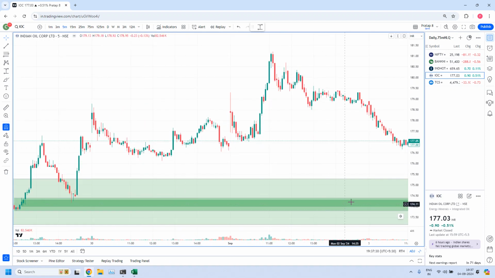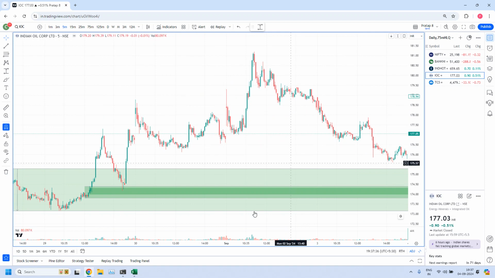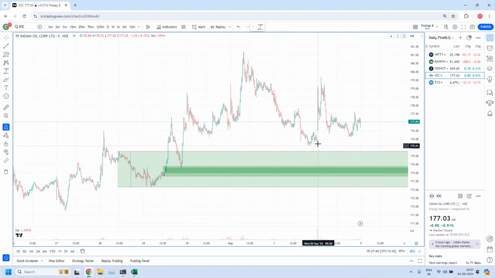Unless institutions decide to create a new zone and again push, except that scenario, there are higher chances that this zone will be violated. But anyway, today prices did not enter into this zone, and also we didn't plan any trade in this zone because the fine-tuned 5 minute zone is already tested. So this is about IOC.